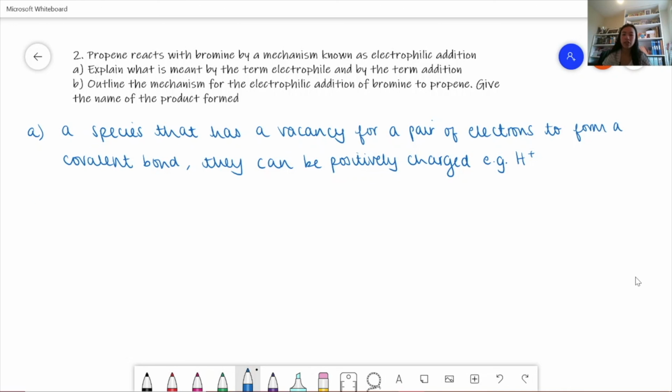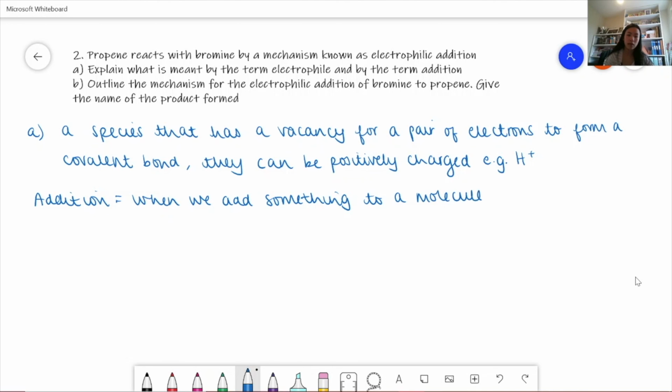And then for addition, what we mean by addition is that it's when we add something to a molecule. And so for this example, we're adding bromine across the double bond. So for B, outline the mechanism for the electrophilic addition of bromine to propene and give the name of the product formed.